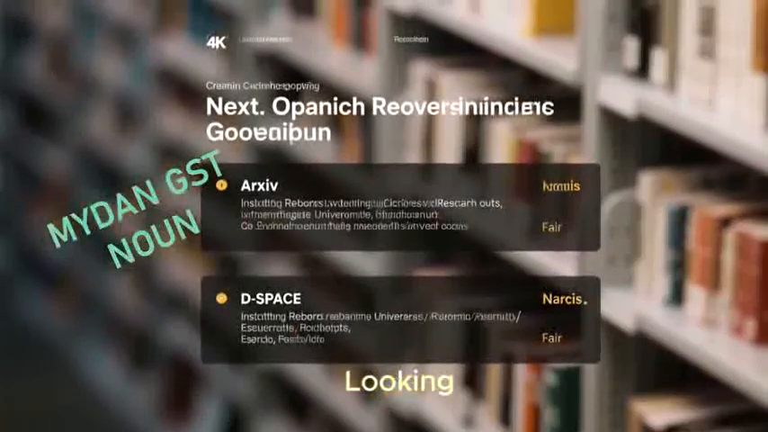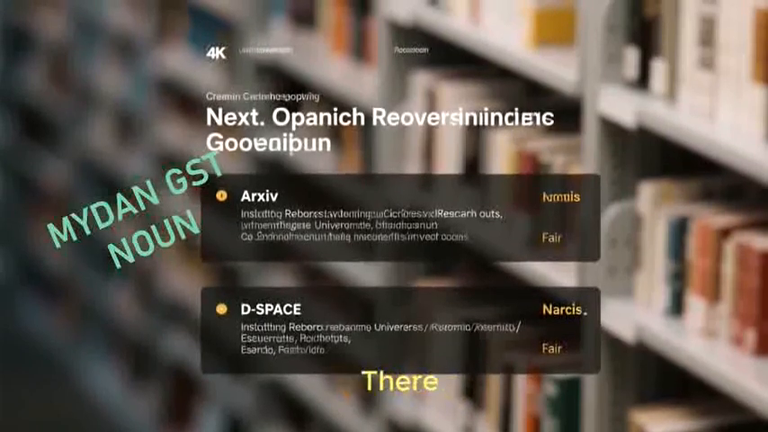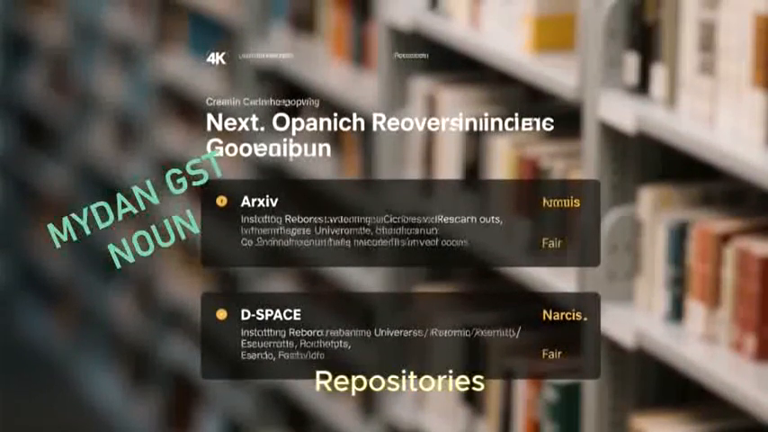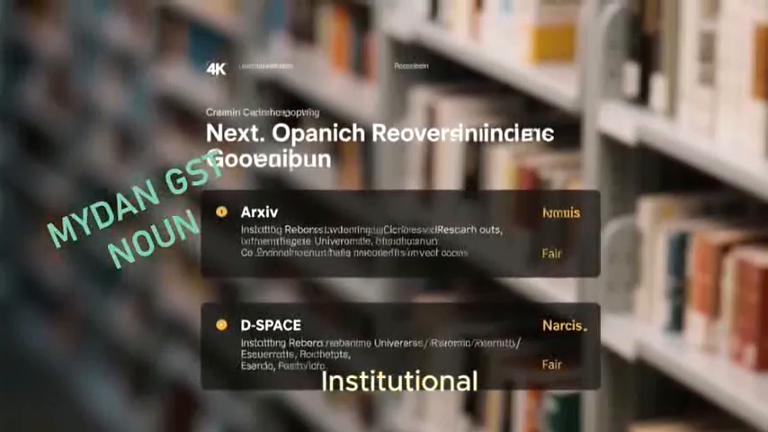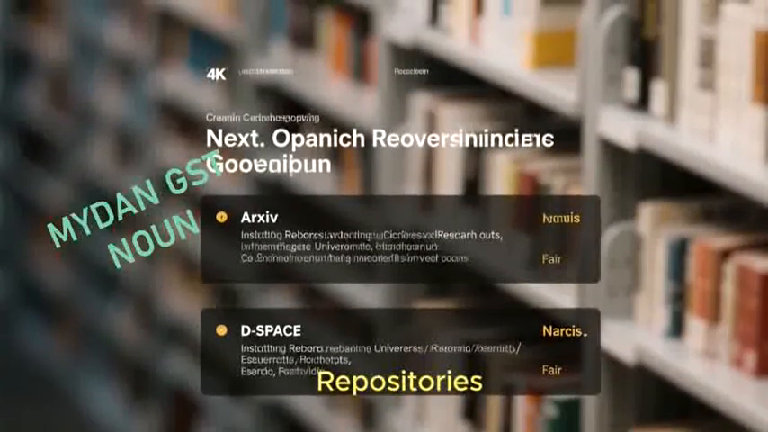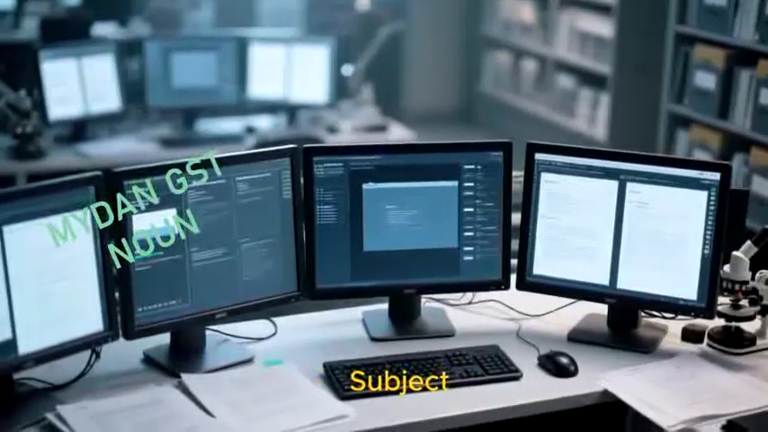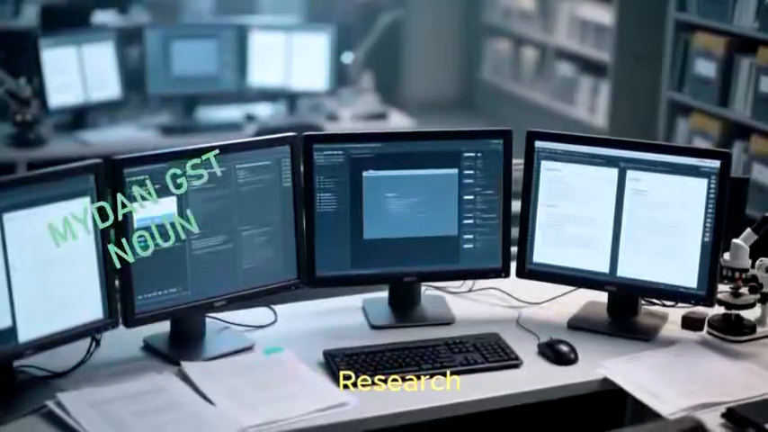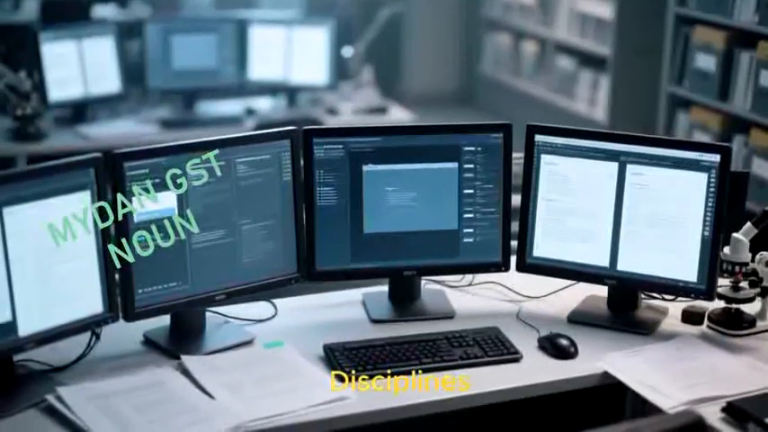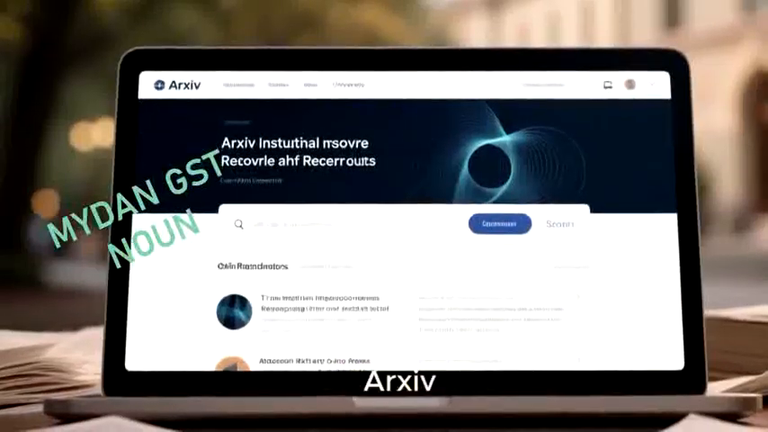Next, we will be looking at open access repository. Basically, there are 2 main categories of repositories: subject-specific repositories and institutional repositories. Subject-specific or subject-based repositories contain research outputs of specific disciplines in order to make it available to the public. An example is ArXiv.